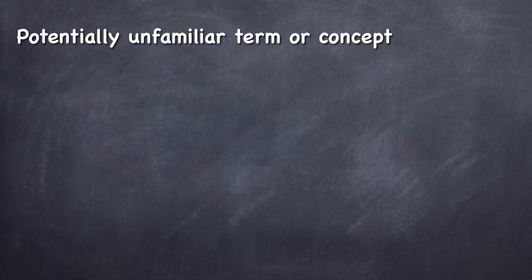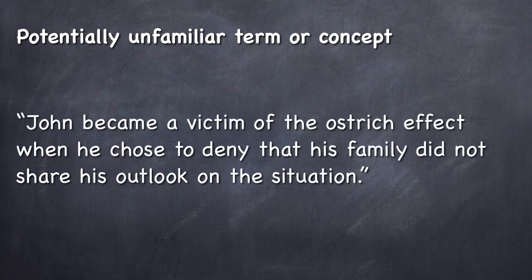Here's a potentially unfamiliar term or concept in the sentence. John became a victim of the ostrich effect when he chose to deny that his family did not share his outlook on the situation. Alright, what could be a potentially unfamiliar term or concept here? Well, it's the ostrich effect. Well, what exactly is the ostrich effect?